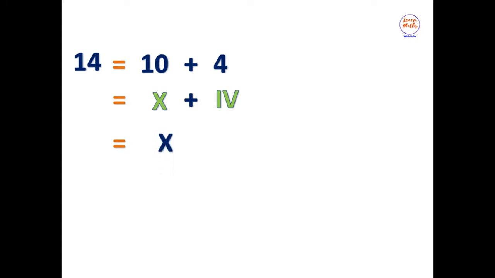Let's take another example. 14. We do the same thing. We follow the same process. 14 is 10 plus 4, which is X plus IV. Yes, 4 is IV. So the next step is to write out only the Roman numeral without the addition sign. So we have 14 is XIV.